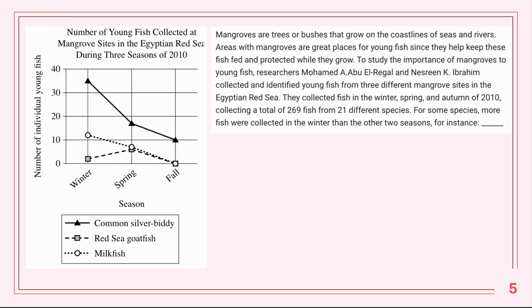Areas with mangroves are great places for young fish since they help keep these fish fed and protected while they grow. To study the importance of mangroves to young fish, researchers identified young fish from 3 different mangrove sites in the Egyptian Red Sea. They collected fish in the winter, spring, and autumn of 2010, collecting a total of 269 fish from 21 different species. For some species, more fish were collected in the winter than the other 2 seasons.